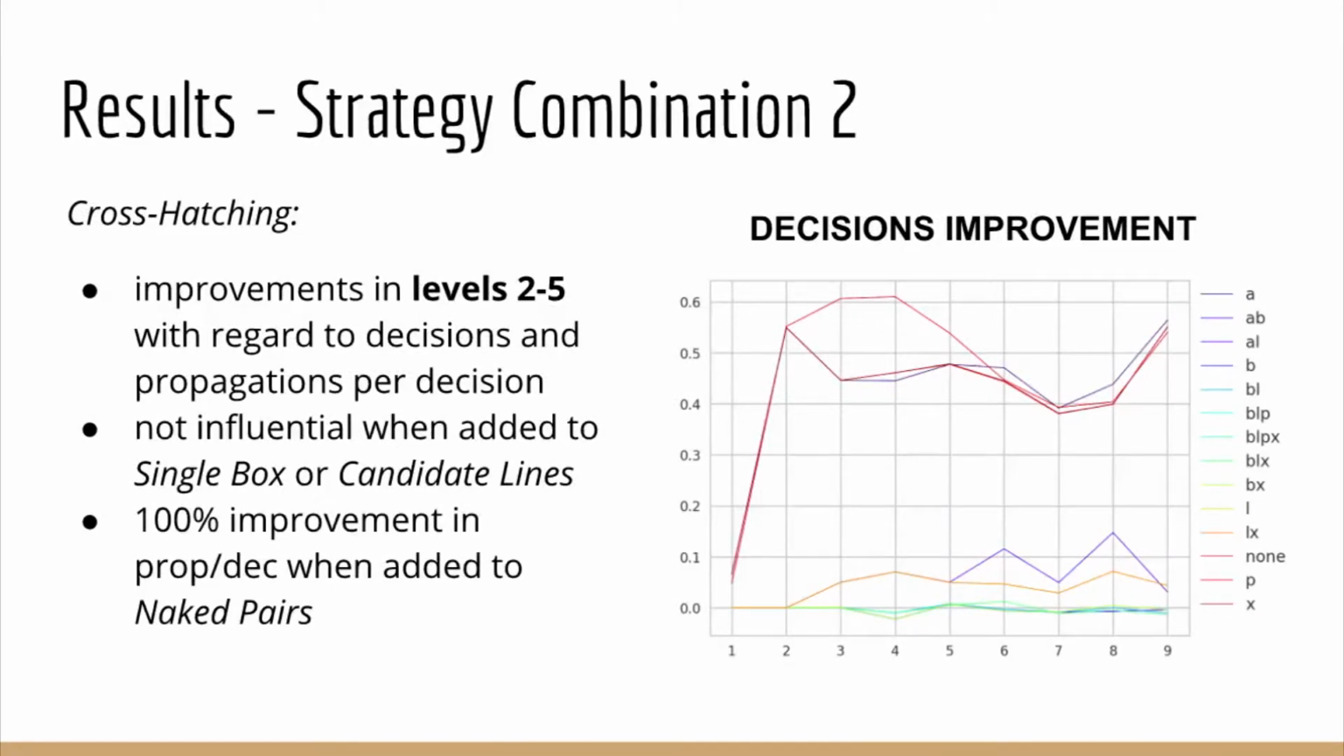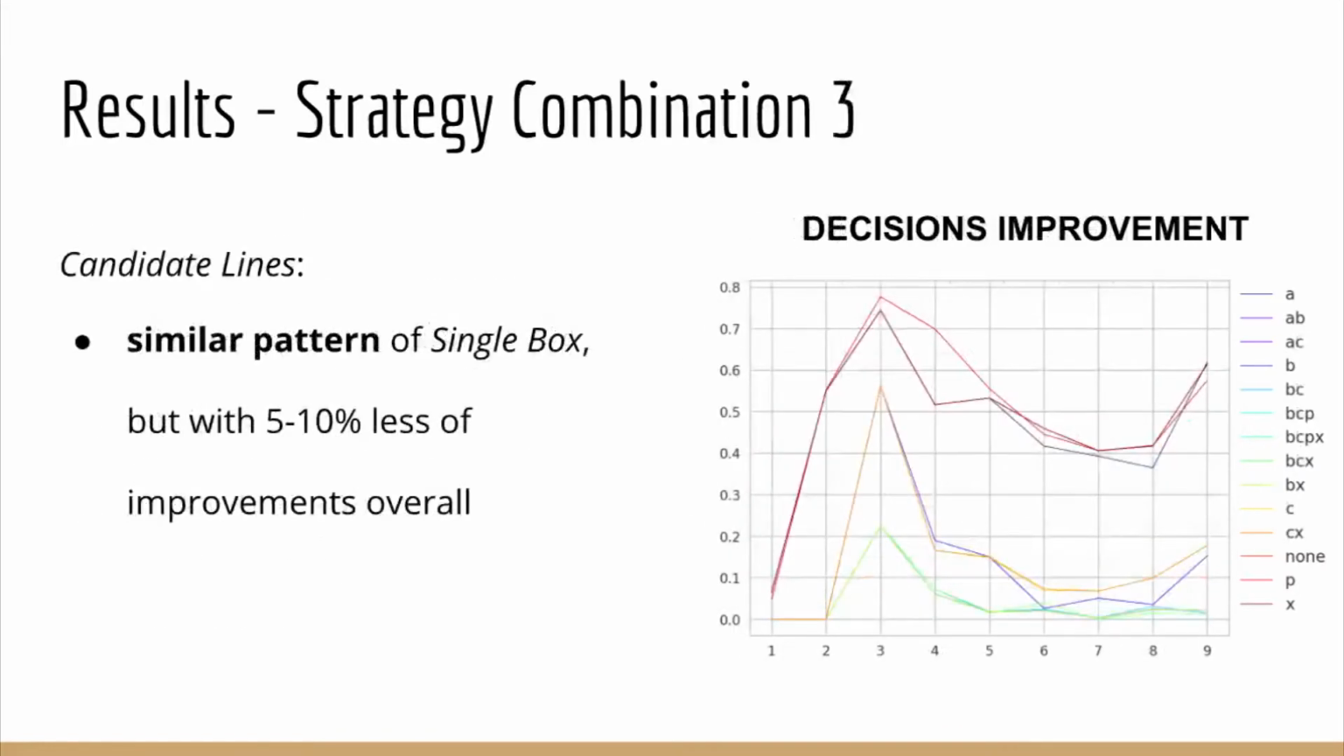The effects of employing cross-hatching technique can be seen in a great decrease in conflicts for level 1 to 3, and a large increase in propagation per decision in level 2 to 5. Moreover, the 100% improvement in propagations per decision when added to naked pairs is remarkable. However, this strategy is not influential when added to single box or candidate lines, as the figures point out.